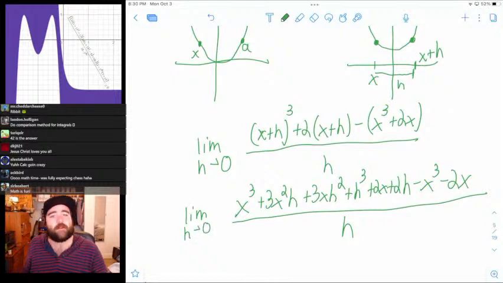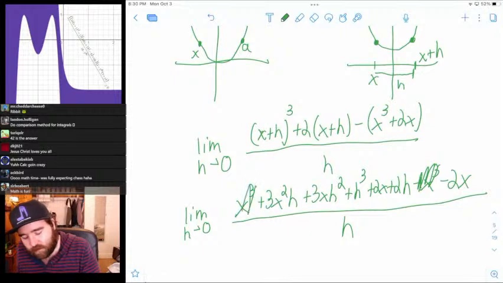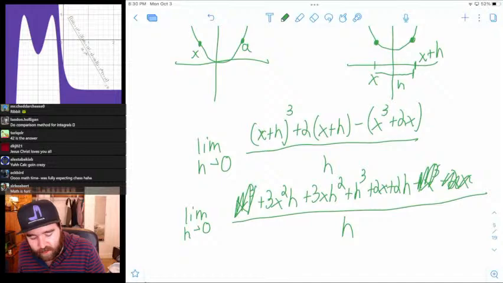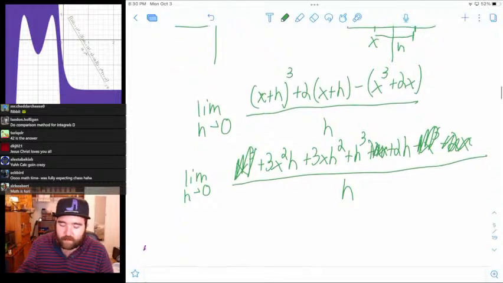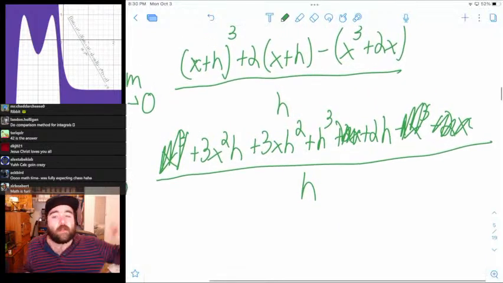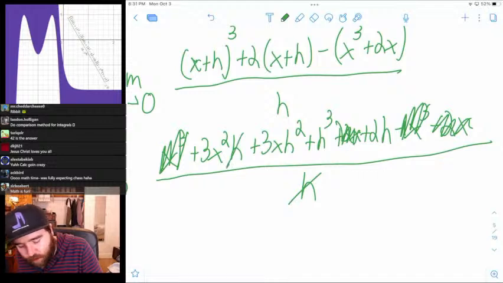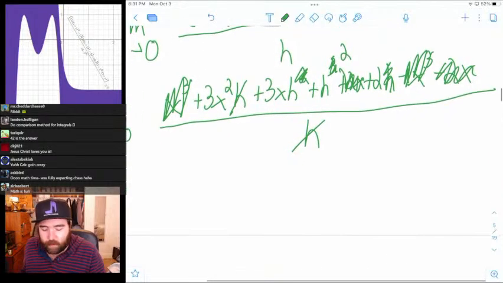And so the idea with these limits is everything without an h in it is going to cancel. So we can even just specifically look for that, like this negative x cubed with this positive x cubed, and this negative 2x with this positive 2x. Because now the idea is, look how everything has an h in it now. So now, since we're dividing by h, that h will cancel out. Because we couldn't plug in h equals 0 before because we were dividing by h. But now that we cancel out all these h's, it's no problem.